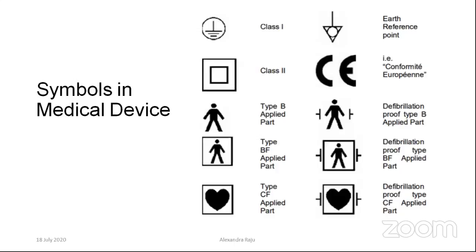So class 1 equipment will have a protective earth. Then class 2 equipment will have two layers of insulation. Is it clear? Yes, proceed.